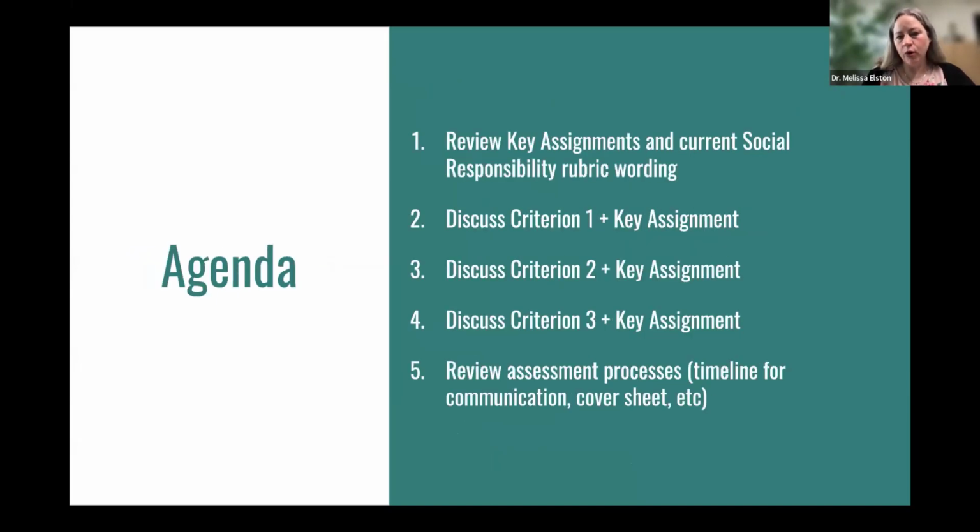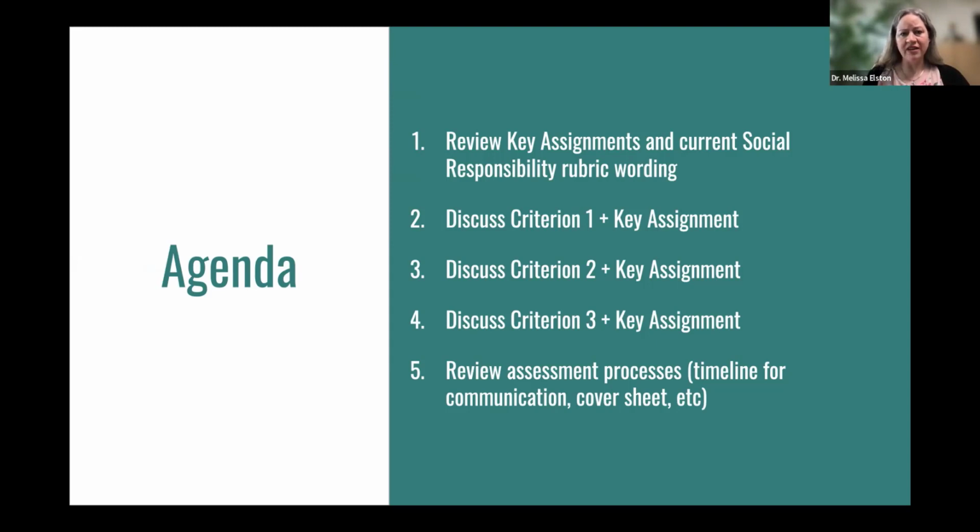Here's today's agenda. We're going to review the key assignments and the current social responsibility rubric wording, just so you know what's in there. And then we're going to go criterion by criterion, and there's only 3. And you're going to have an opportunity to consider how that applies to the assignment that you want to use as your key assignment. You'll be able to talk it over with a colleague or two.